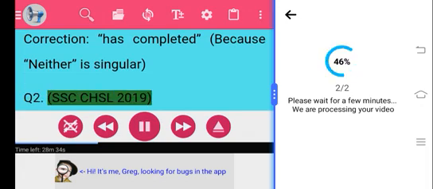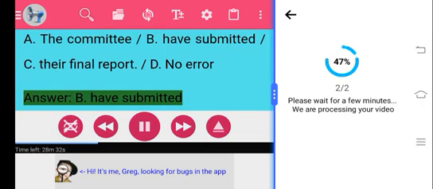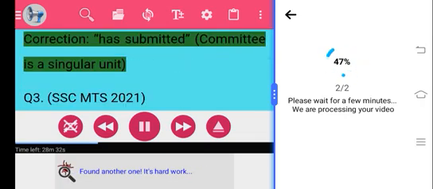Q2. SSC CHSL 2019. The committee (B) have submitted their final report. (D) No error. Answer: B, have submitted. Correction: has submitted. Committee is a singular unit.